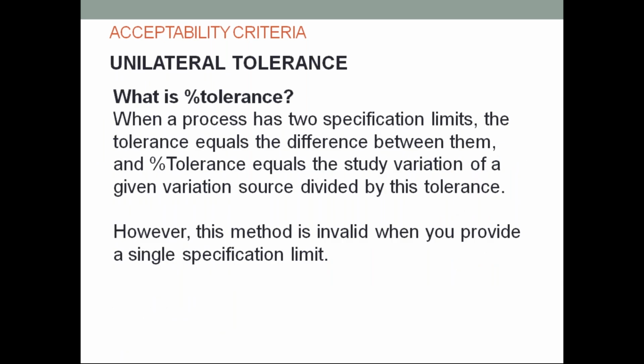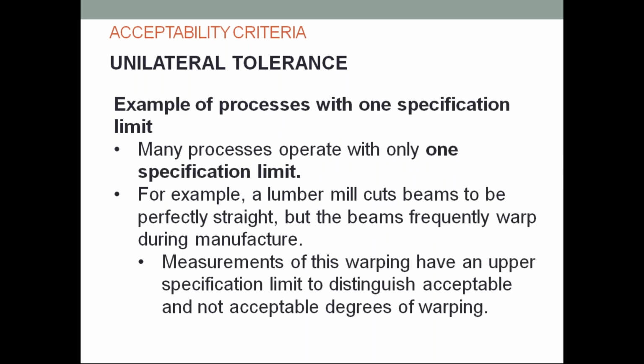Unilateral tolerance. So what is percent tolerance? When a process has 2 specification limits, the tolerance equals the difference between them. And the percent tolerance equals the study variation of a given variation source divided by this tolerance. However, this method is invalid when you provide a single specification limit. So if you have a max or a min, how do you deal with the acceptability criteria?